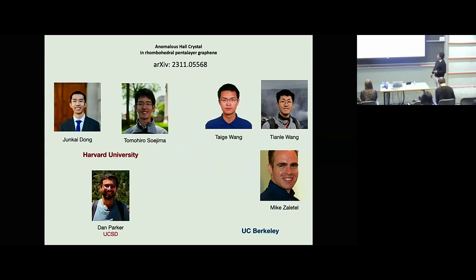These are my collaborators on this project. So Junka and Tomo are both at Harvard. Dan moved recently to a faculty position at UC San Diego, and these are our Berkeley colleagues, Mike Zaletel's group, Taige, and I think Tianle is here somewhere in the audience.